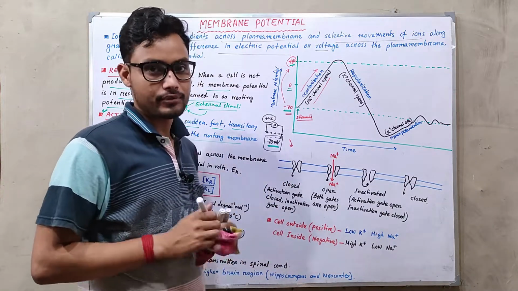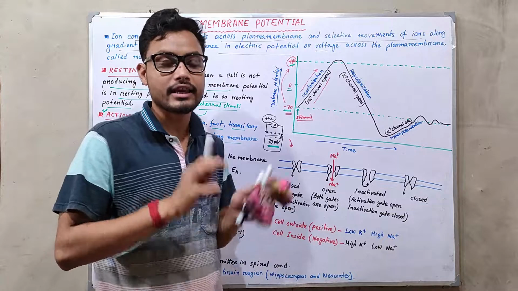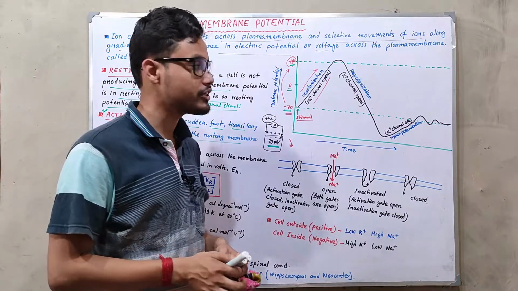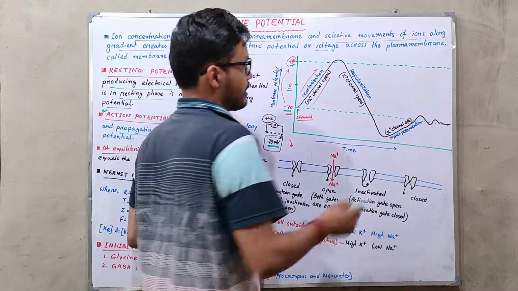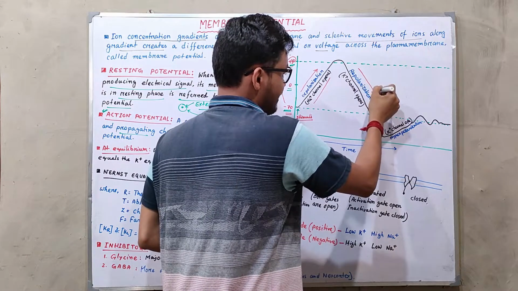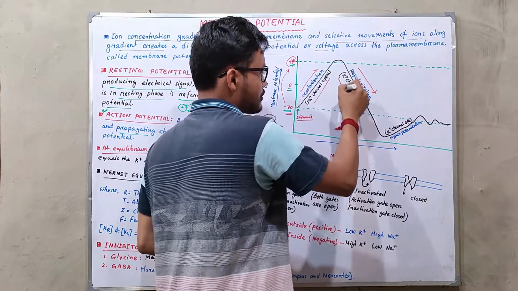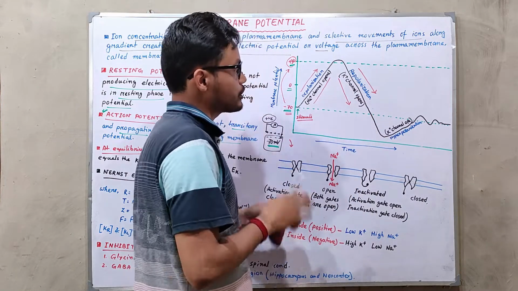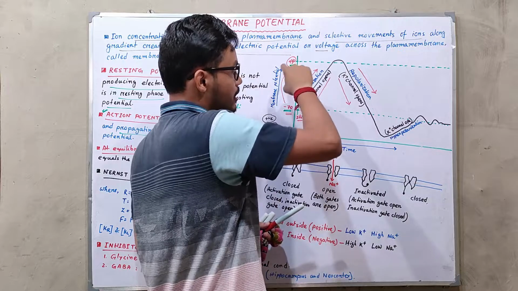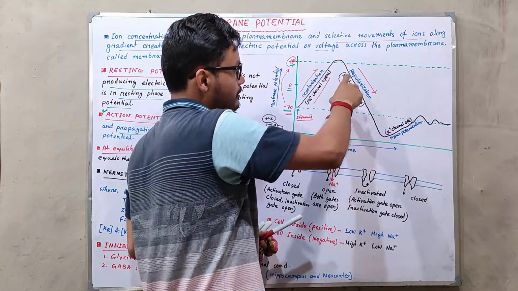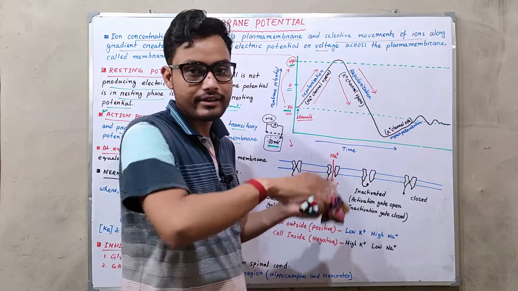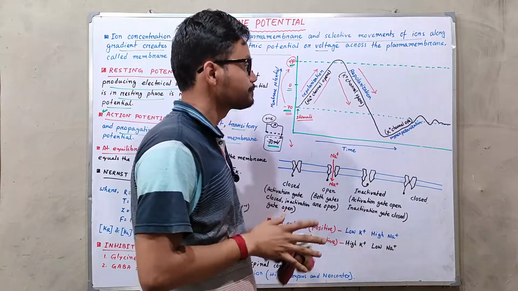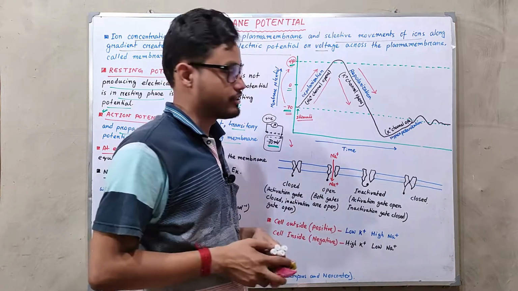After the excitement of this particular cell, the cell has to come back to its original state, that means resting membrane potential. So in this phase repolarization occurs, and in this repolarization K plus channels, that is the potassium channels, rapidly open. By the help of potassium ions the membrane goes to its original state, that is minus 70 millivolt, at the stage of repolarization.